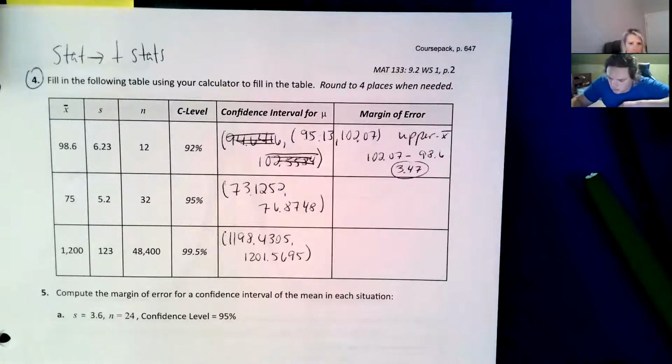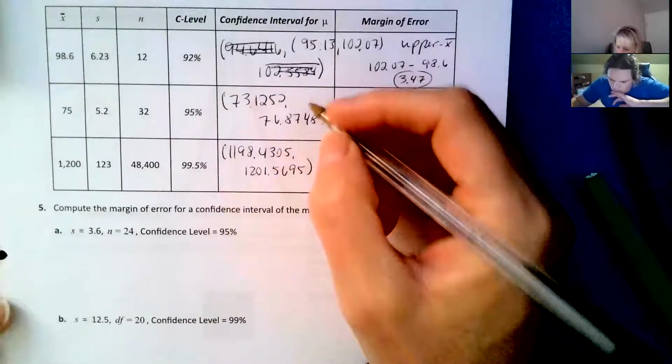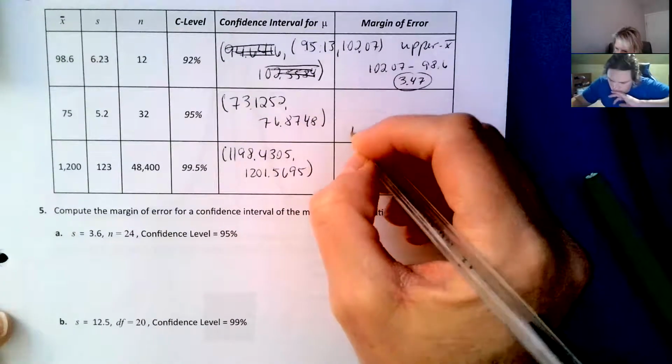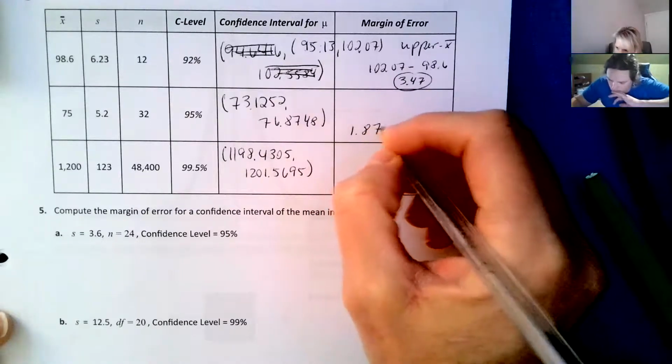Okay. And the next one, again, I'm going to use the upper minus the point estimate. It's kind of the midpoint. And that one, I got 1.8748.